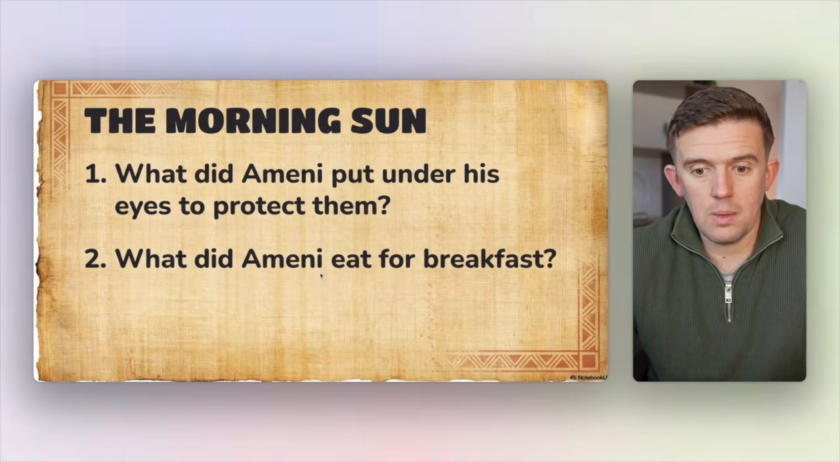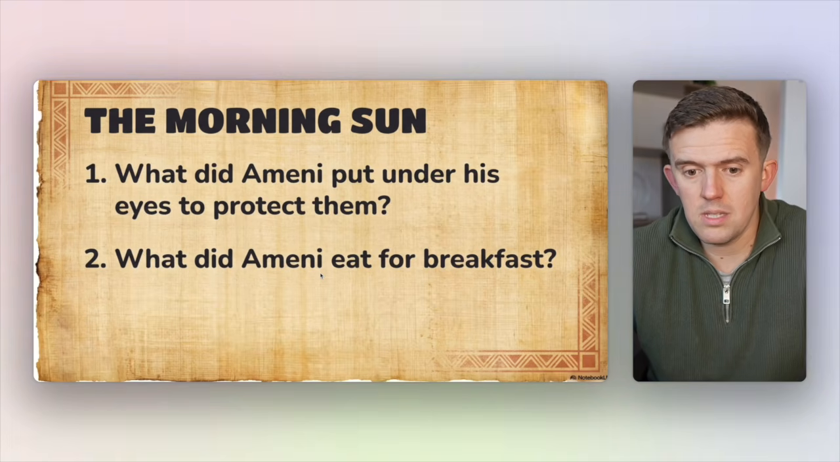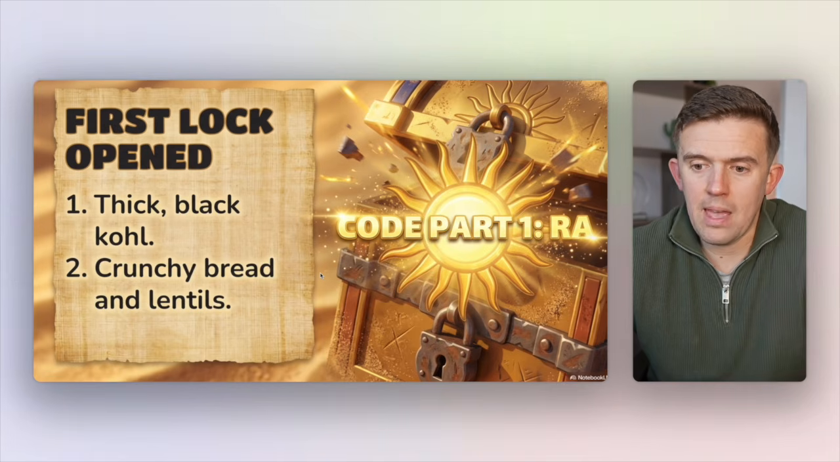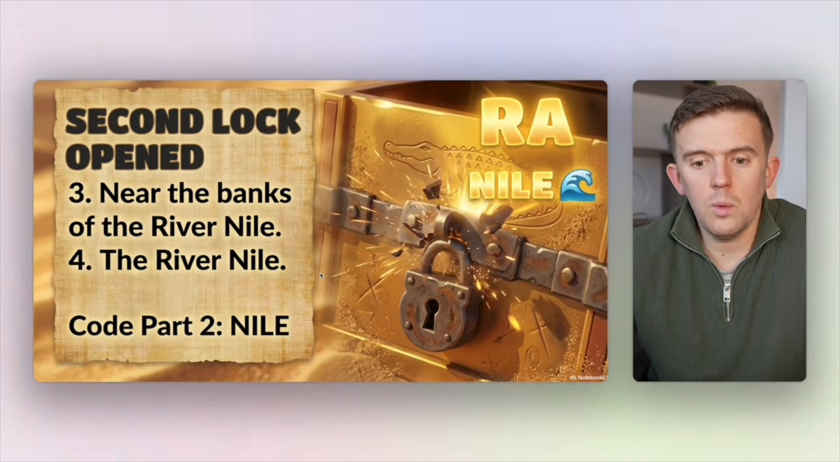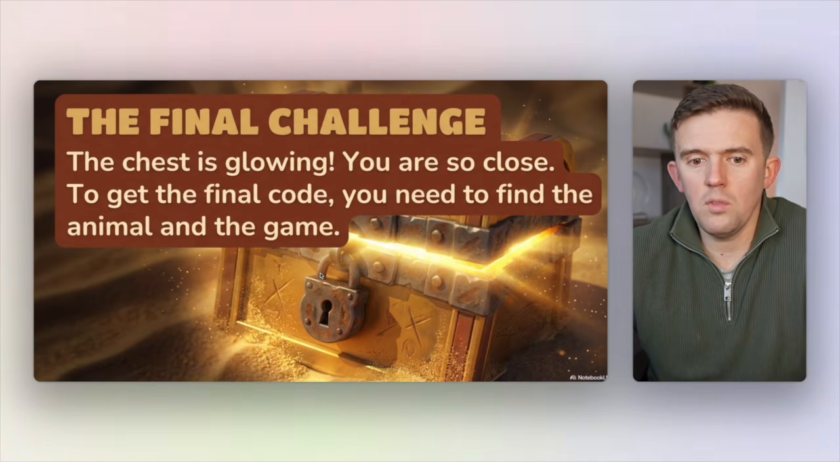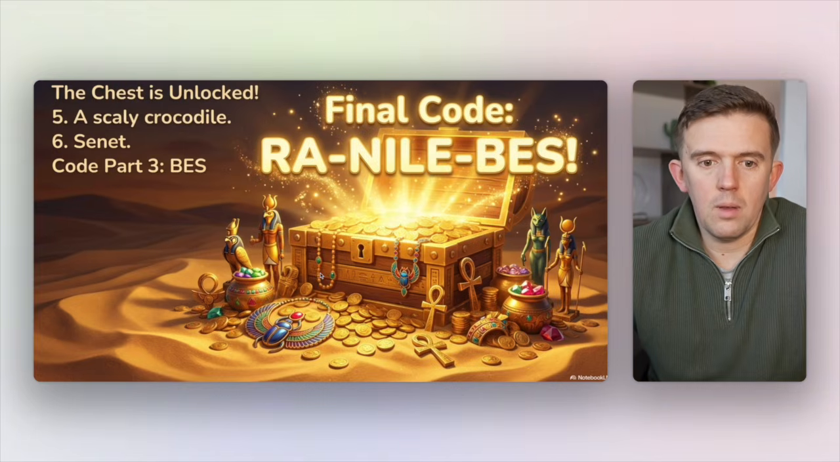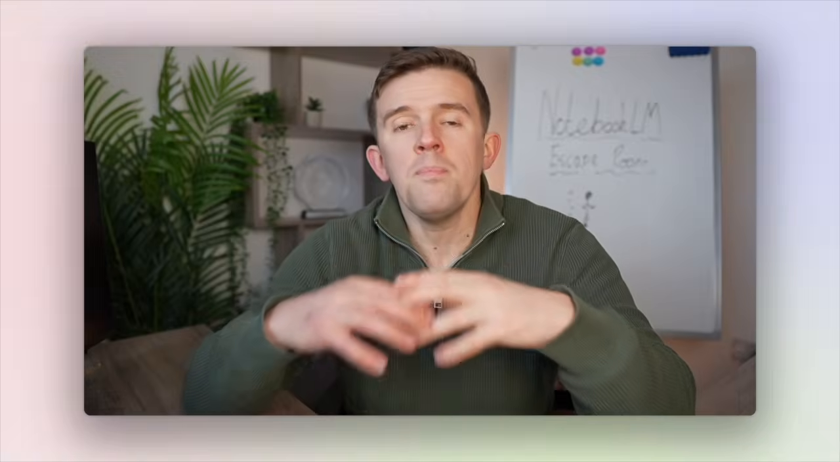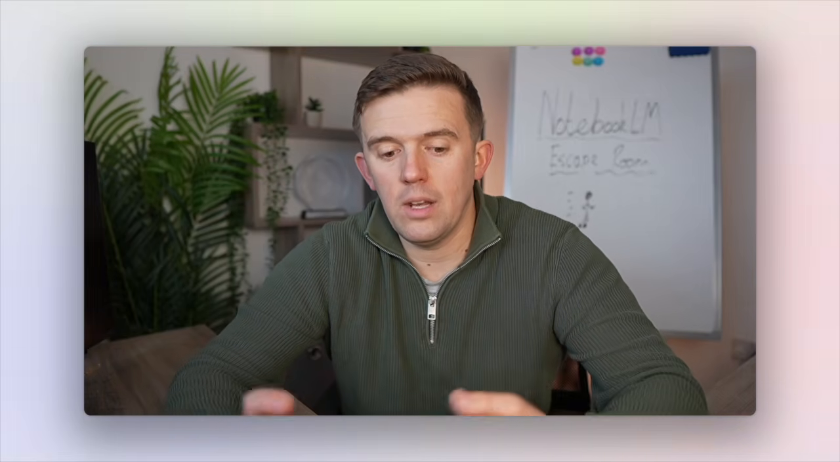So we've just read that. So he ate lentils and bread. So then, yeah, crunchy bread and lentils. I didn't put the adjective in there. And then we keep going. Oh, we've worked it out. Oh, final challenge. There we go. And the part there is bears. So the final code is Ra, Nile, bears, etc. It's giving the children that purpose for their learning.